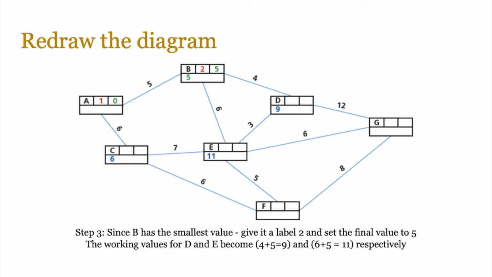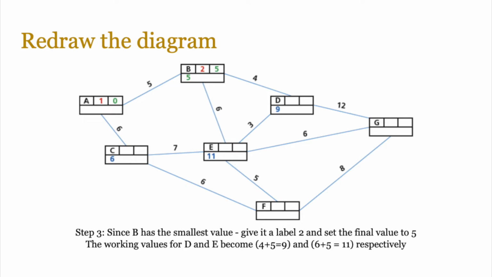Now, since B has the smallest value out of B and C, we give it a label 2 and we set the final value to 5. We then start looking at the working values for D and E because those are connected to B, which is the next smallest value apart from A.